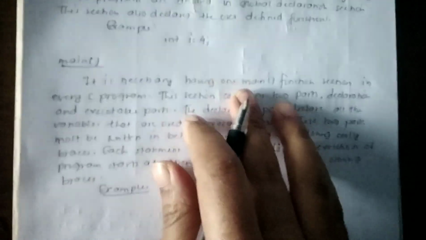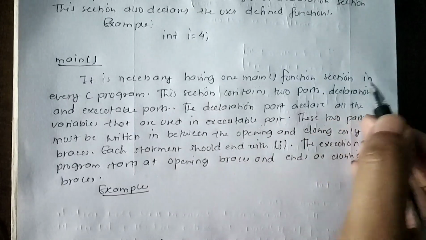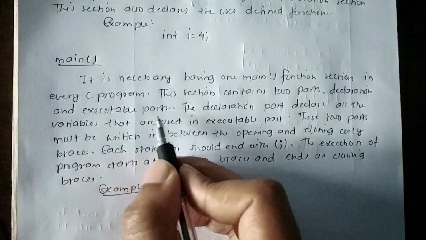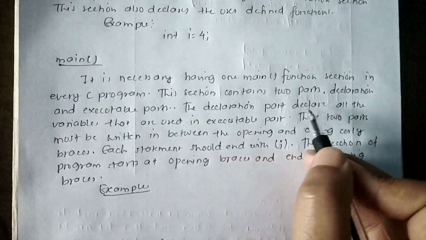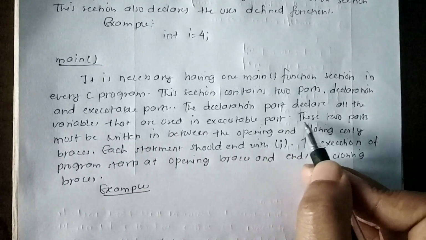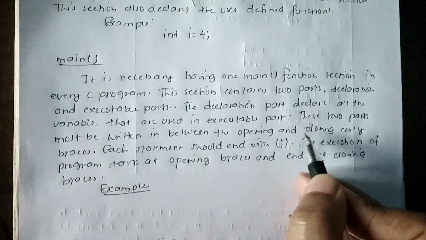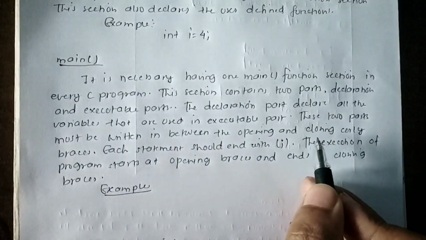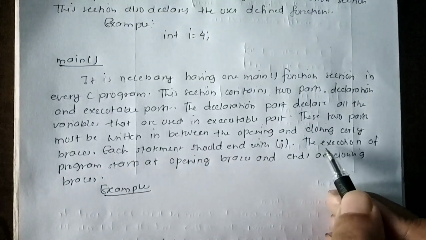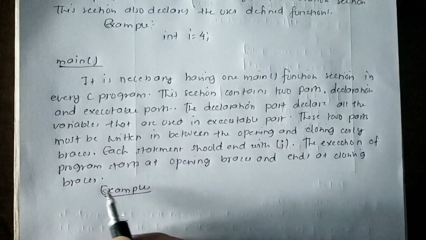Then comes the main section. This is necessary, having one main function section in every C program. This section contains two parts, declaration and executable part. The declaration part declares all the variables that are used in the executable part. These two parts must be written in between the opening and closing curly braces. Each statement should end with a semicolon. The execution of the program starts at the opening brace and ends at the closing brace.